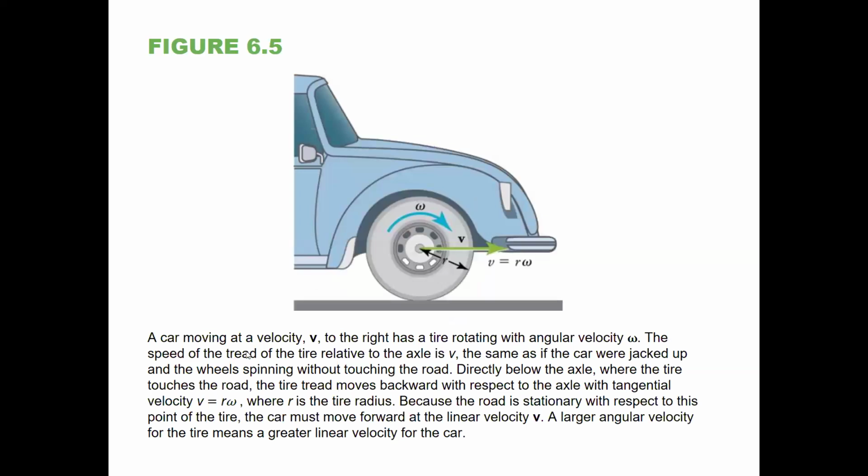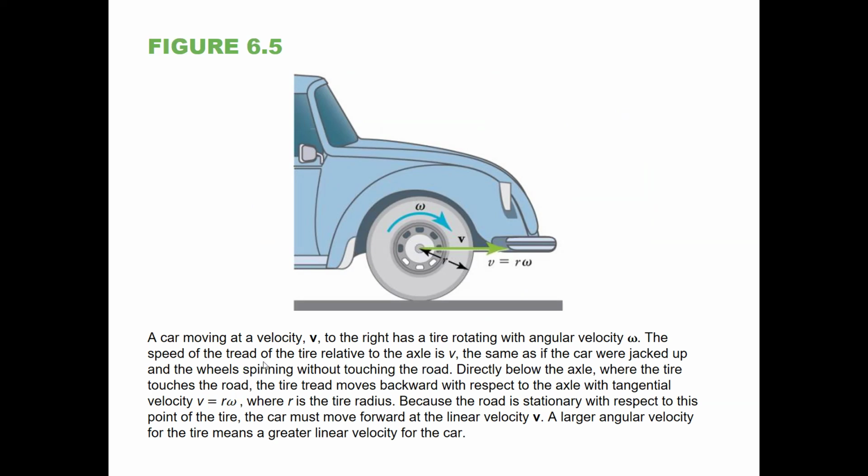So a car moving at a velocity v. So the car is moving. Here, the car is moving. We're not talking about the movement of the wheel. We're talking about the car moving from west to east, in the eastern positive direction. It has a tire rotating with angular velocity omega. There we go. Now the speed of the circular tire is different from the speed at which your car is moving, and that is known as omega.